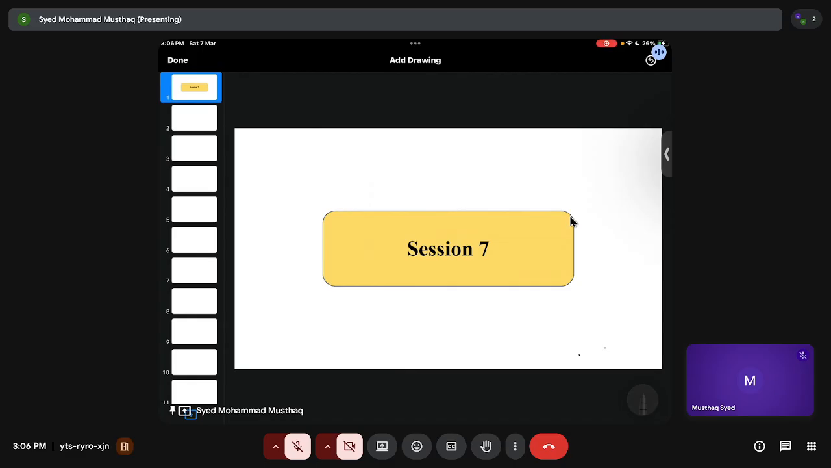So for now, in this session we will mostly discuss smelting and bits and pieces about slags, and then we finally go to the problem solving session. We will solve a few problems, right? So let's start with the smelting.